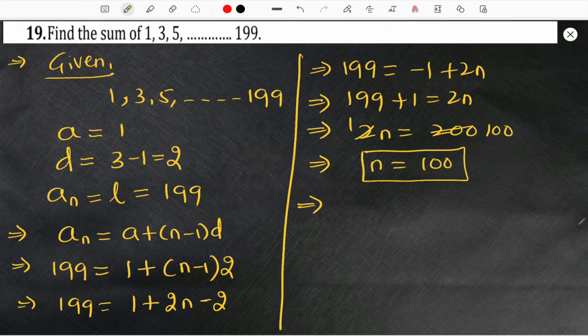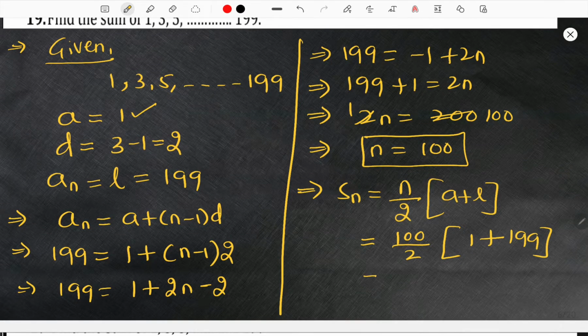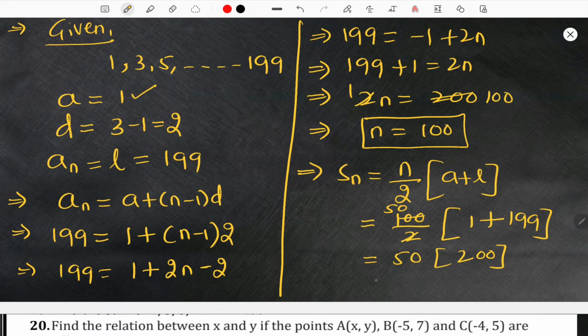Alright, so what is the formula for Sn? Sn is equal to, this time I will use n by 2 bracket a plus l, because the last term is known. What is the last term? 199. Look at this. So how much does it become now? n is 100, 100 by 2 bracket a. What is the value of a? a is 1 plus l is 199. So 2 ones are 2, 2 fifties are 100, so 50 bracket 200. Now it becomes 5 into 200: 5 twos are 10, then here 1 zero and here another 2 zeros. So the answer is 10,000.